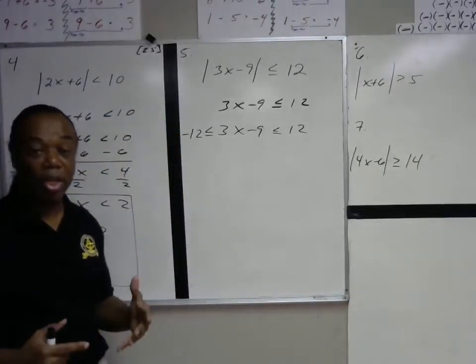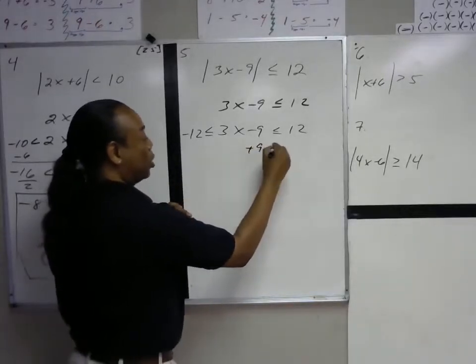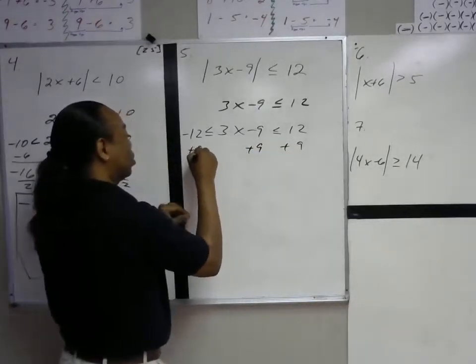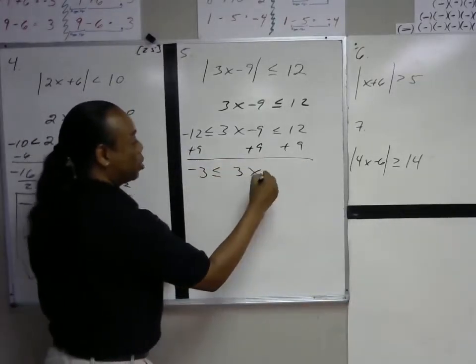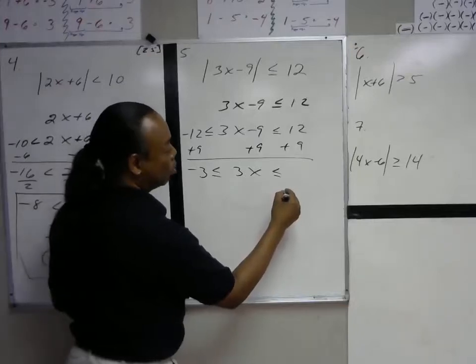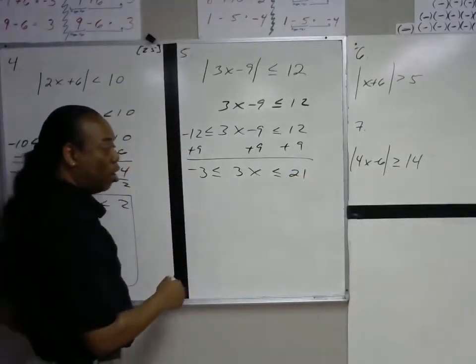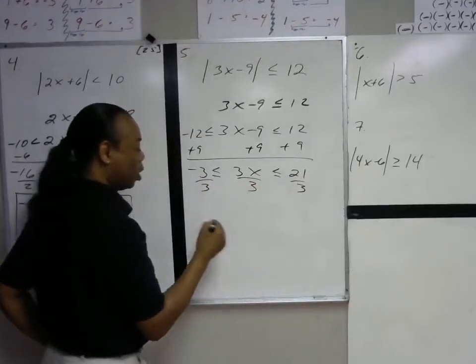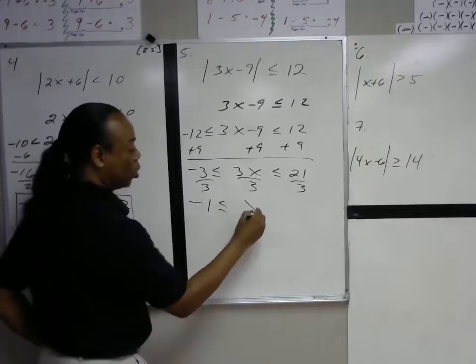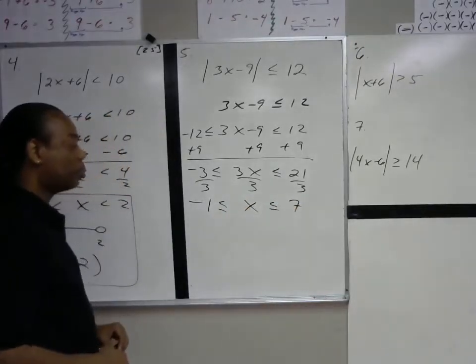Again, we're going to get a line segment because we have the two inequalities here with x between. So plus 9 on all sides. We end up with negative 3 less than or equal to 3x, and that's less than or equal to 21, I believe. Then we'll divide all three sides by 3, and we end up with negative 1 less than or equal to x less than or equal to 7.